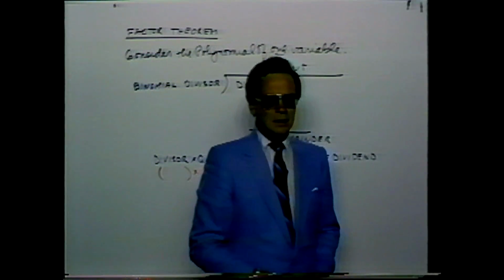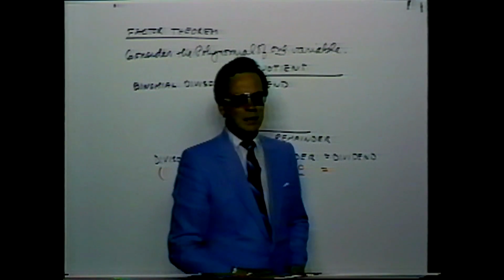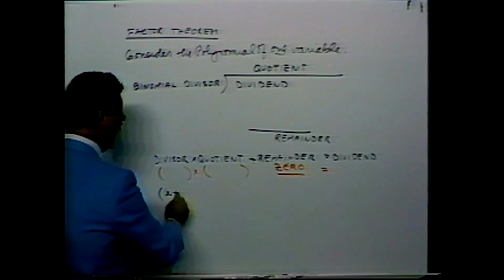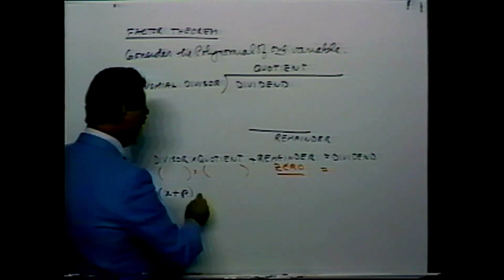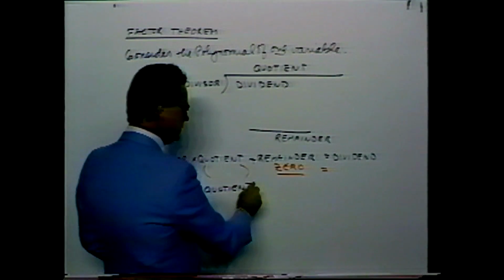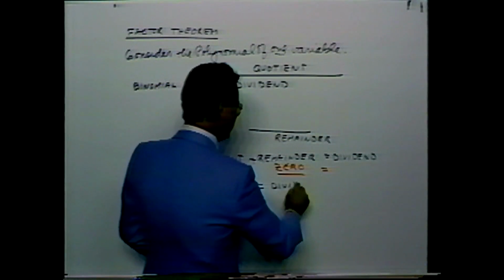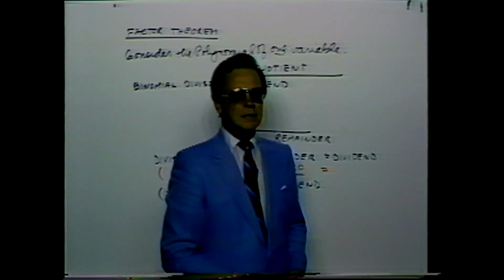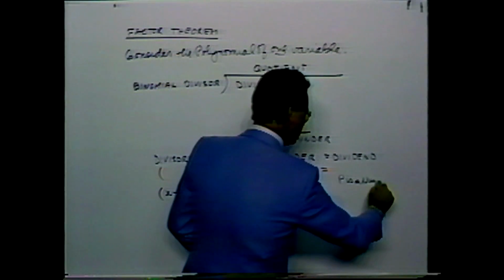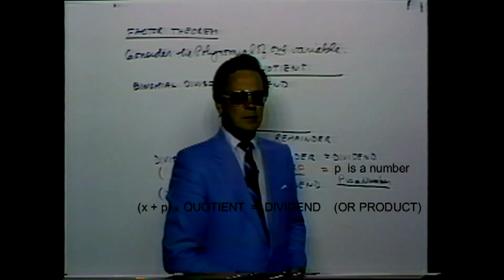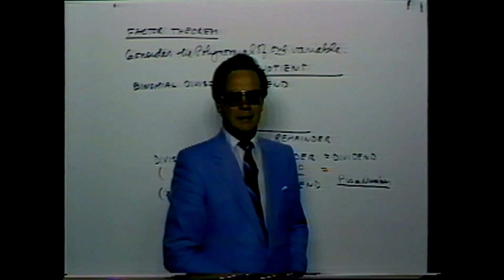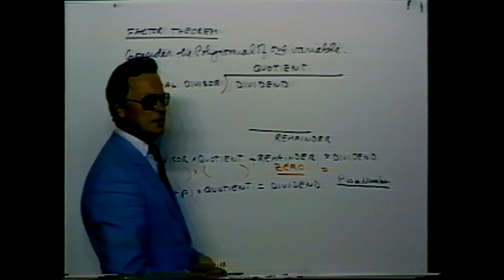Let us assume that the binomial divisor is equal to x plus p, multiplied by the quotient equals the dividend, where p is some number. If the left side equals 0 when x is substituted for a given number, so will the right side equal 0.